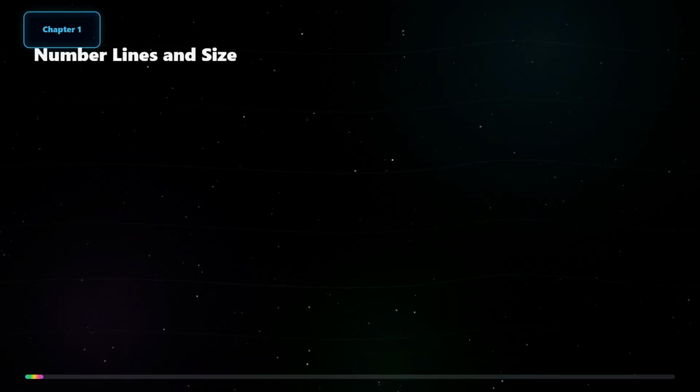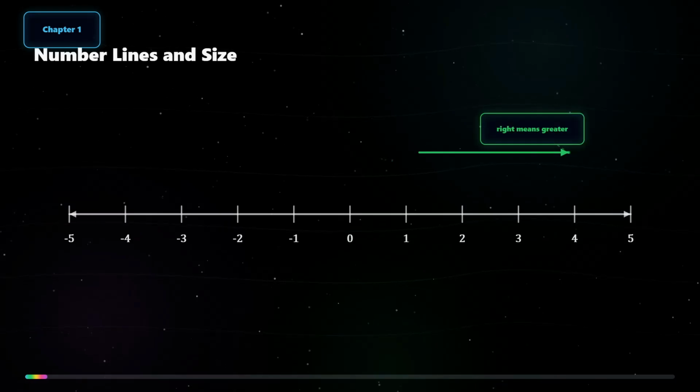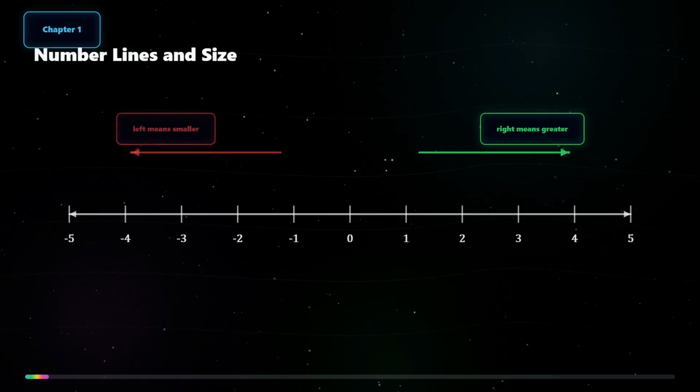The number line is the main idea. Every number has a position somewhere on the line. Numbers further to the right are bigger. Numbers further to the left are smaller. That rule works for positive numbers, negative numbers, decimals, and fractions. So, if you are comparing two numbers, the question is basically, which one sits further to the right?